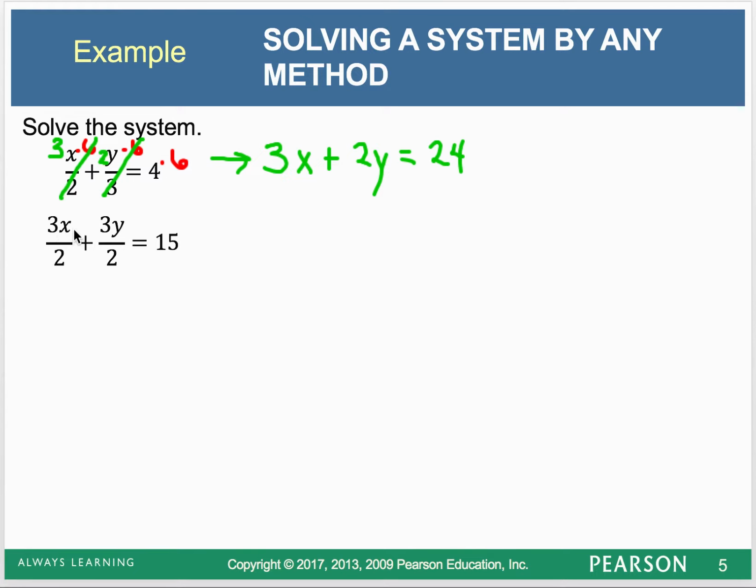Okay, I need to multiply this by 2. Don't forget to go all the way across to get rid of those fractions. So this time they just completely cancel, and we get 3x plus 3y equals 30. Now these are the two equations that I'm going to try to solve.